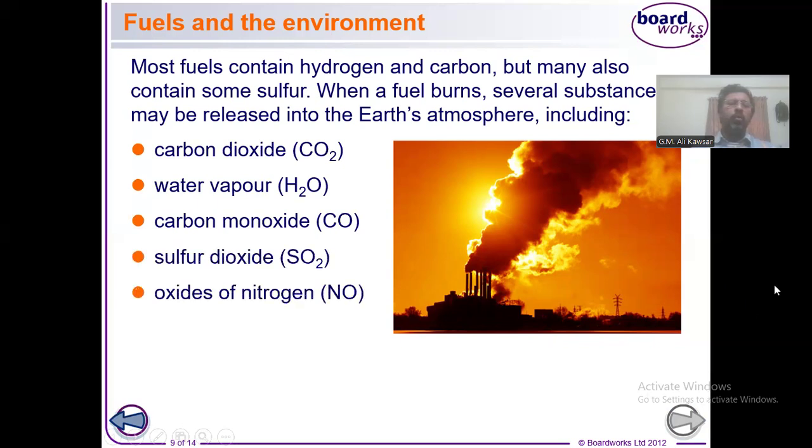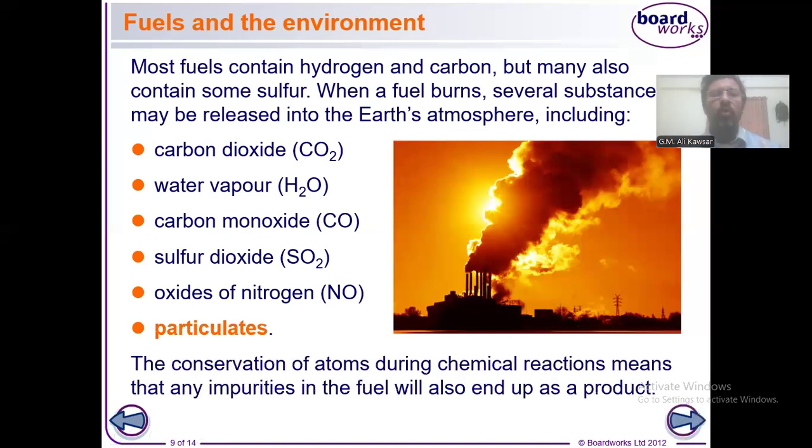And these are actually called particulates. And also you may get nitric oxide, as the fuel may also contain nitrogen, right? Well, so these particulates are basically responsible for the greenhouse effect, because these particulates can trap the heat close to our land area, as these will be the products whenever fuel is burned in oxygen.